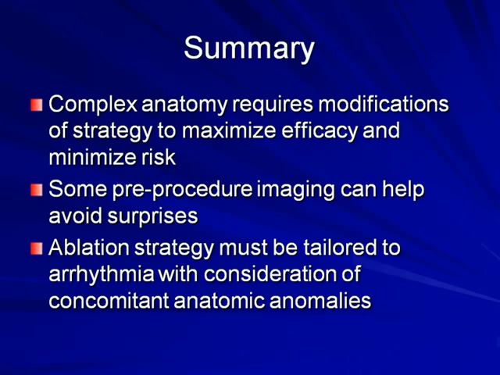So in summary, I'm going to note that I'm almost out of time. Complex anatomy requires modifications in strategy to maximize efficacy and minimize risk. Some pre-procedure imaging can certainly help, if nothing else, to avoid surprises. I'm not going to be here to tell you that you've got to get CTs on every patient. There is a significant amount of radiation. But the more you know about the anatomy, the more you appreciate that, the less likely you are to make a mistake and less likely you are to waste time in the case looking for things that may or may not be there. And then the ablation strategy, frankly, must be tailored to the arrhythmia, but also with careful consideration for the concomitant and anti-concomitant problem.